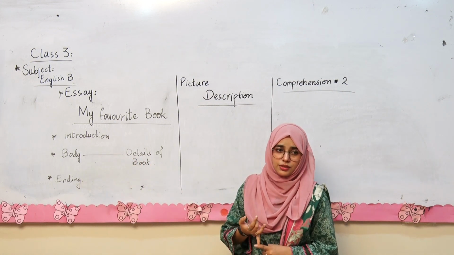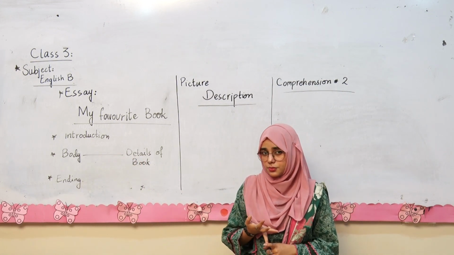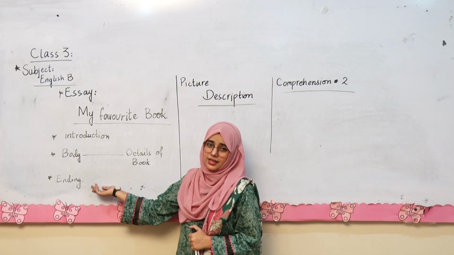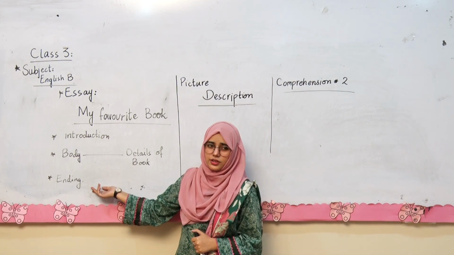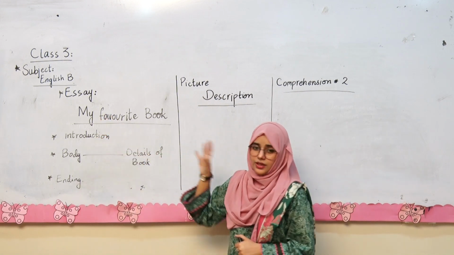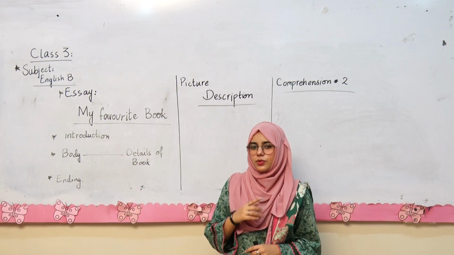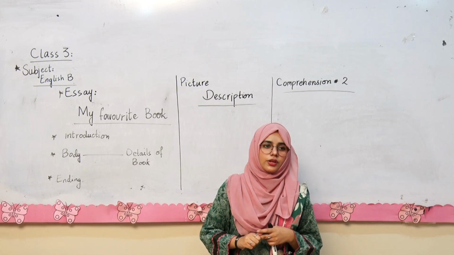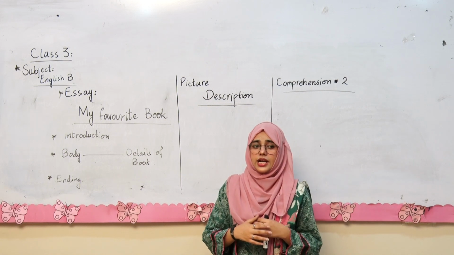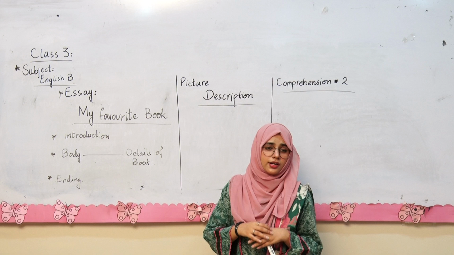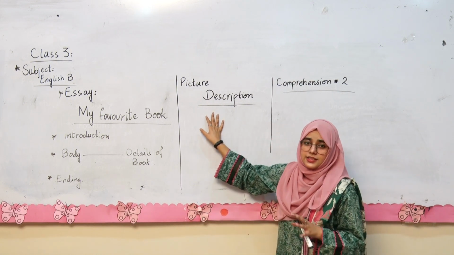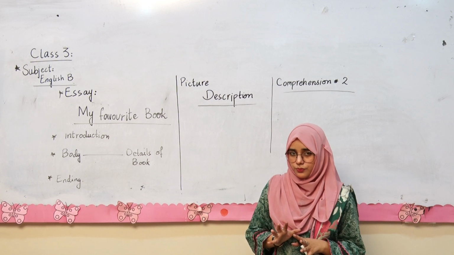What are the pages of the book, what is the price of the book, what are the topics in your book, and then the ending, that why you like this book and you will take care of your book and stuff like that. And one important thing is that you can change what your favorite book is. You are not bound to write what I am telling you. Like, you can write about your own favorite book, you can write about your mathematics book, you can write about any other book.